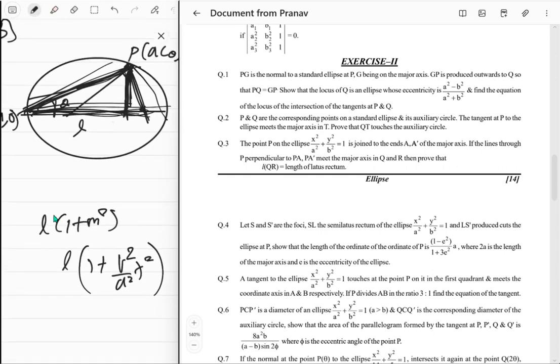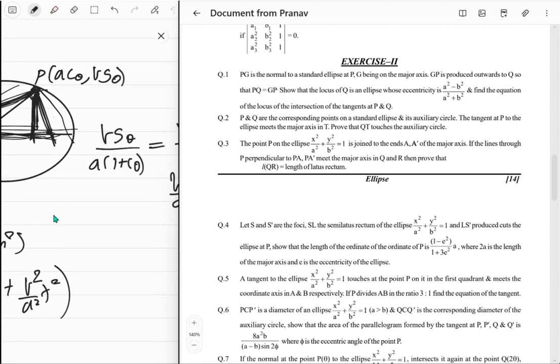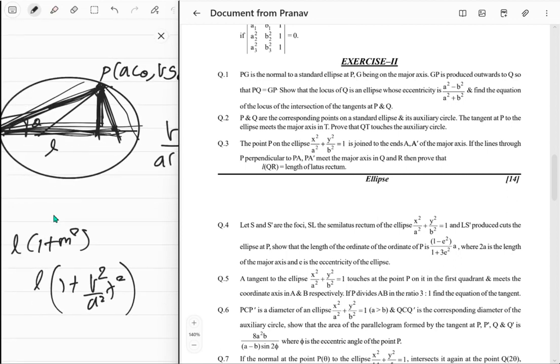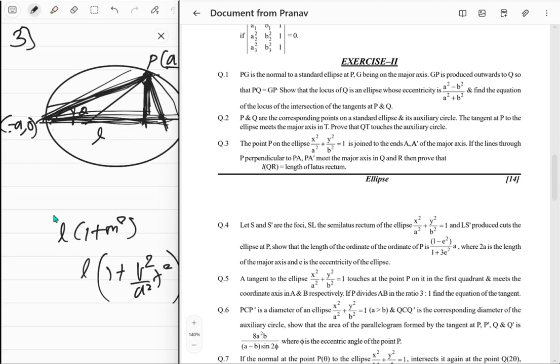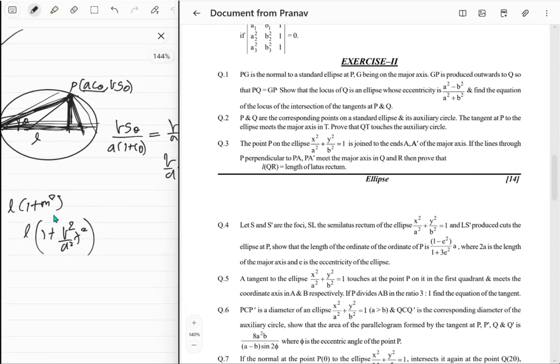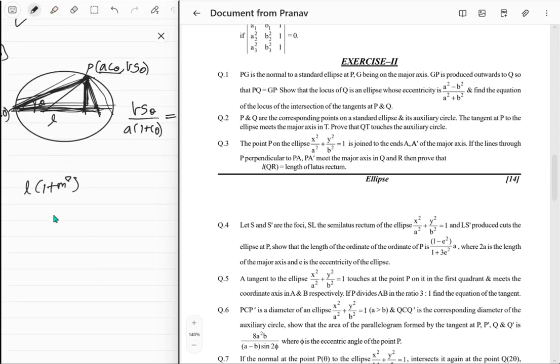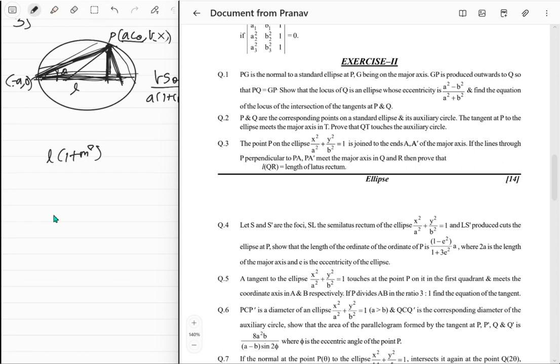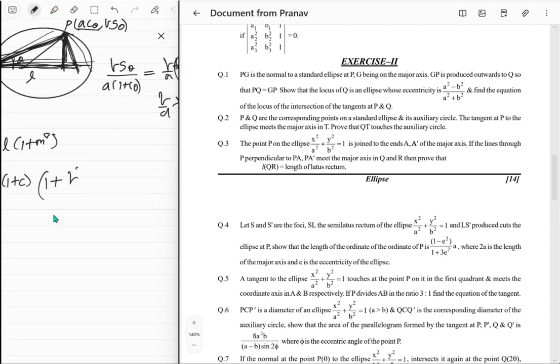That's this. Oh, and by the way, L is just the difference between these two, which is a times 1 plus cosine theta. Hey, why didn't we do that right away? We should have done that, right? Exactly. So if we did it like that, it's just a times 1 plus cosine theta, and then 1 plus m squared is this thing, b squared upon a squared, and then sine square theta upon 1 plus cosine theta squared, right?